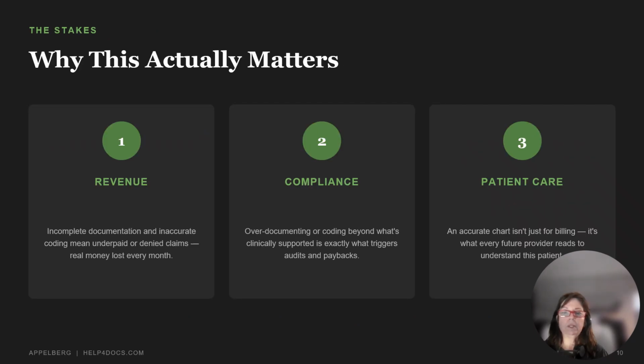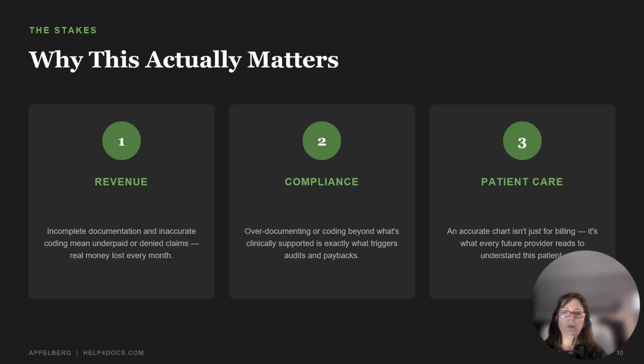So what's the big deal beyond the internal job titles? Why is it important? First is revenue. Incomplete documentation and inaccurate coding directly means that claims get underpaid, or they get denied or flagged for audit. So it's real money walking out the door every single month for organizations that don't get it right.